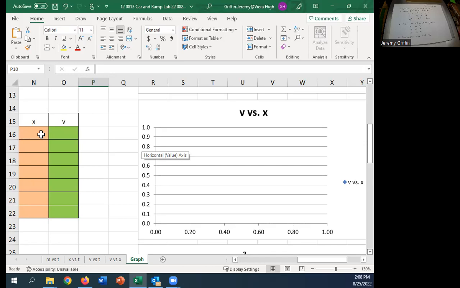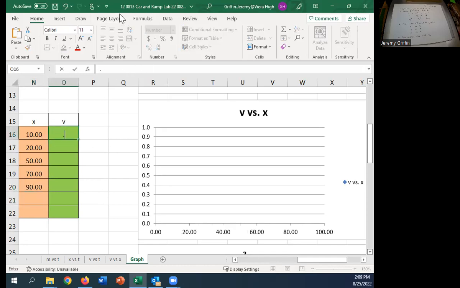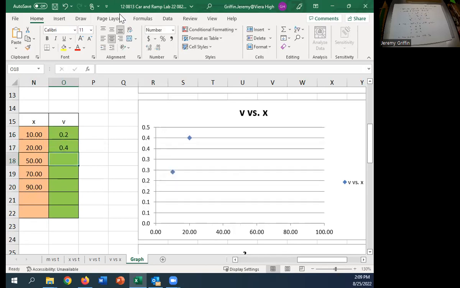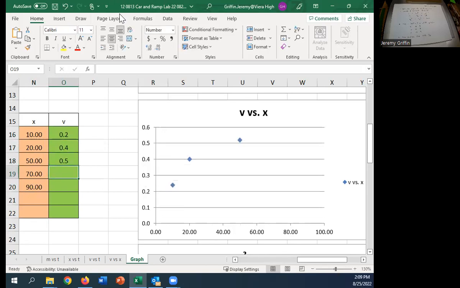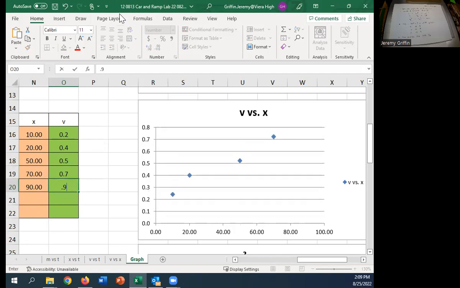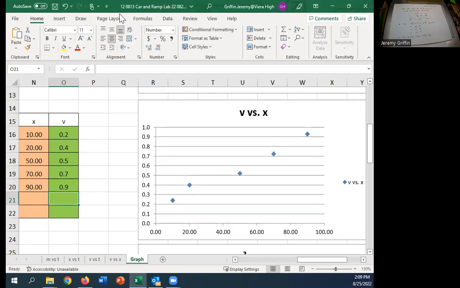Oh, actually, I think this is it here, right? Yeah. All right, that's supposed to work. So we got, let's see, 10 centimeters, 20, 50, 70, and 90. And the corresponding speeds were these numbers. All right, that will work.